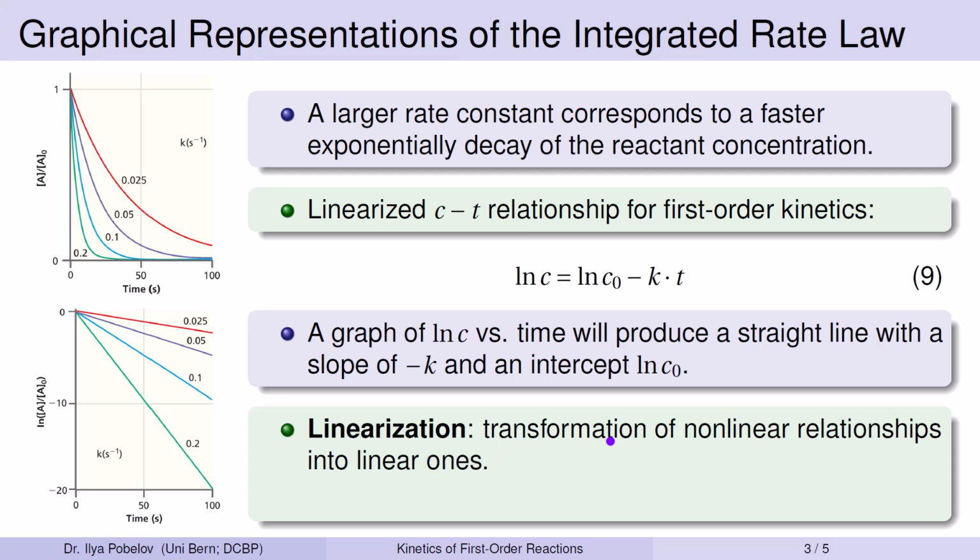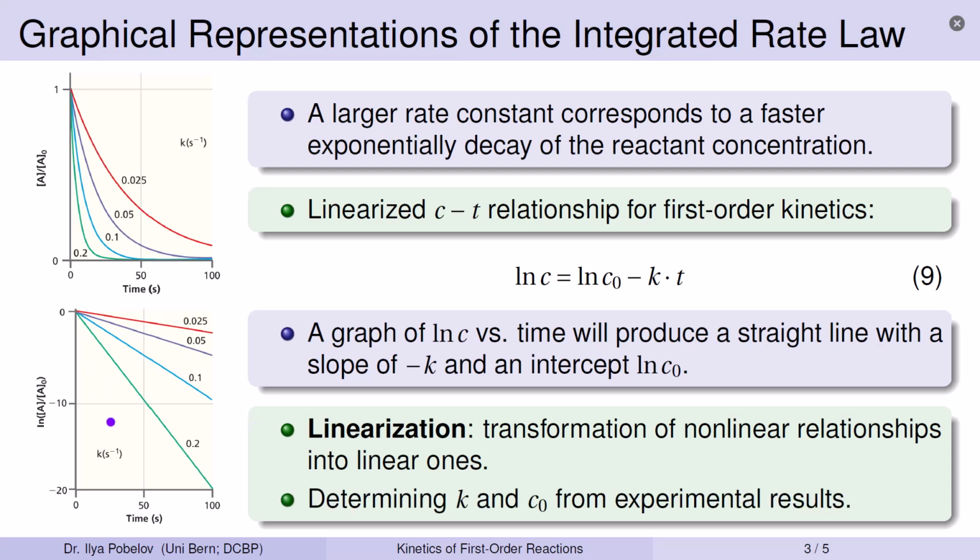Linearization is the transformation of nonlinear relationships into linear ones, making it easier to analyze and interpret experimental data in comparison to theoretical models. By plotting the natural logarithm of the reactant concentration against time, we obtain a straight line that simplifies the complex kinetics into a visually comprehensible format. This linear plot can be useful for determining the rate constant of a reaction and, if necessary, the initial concentration of reactant from experimental results.